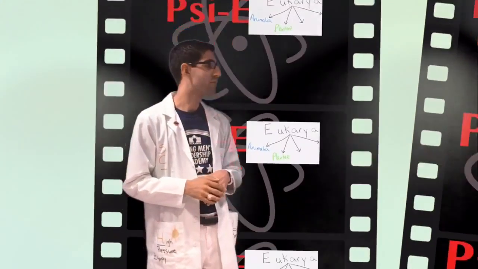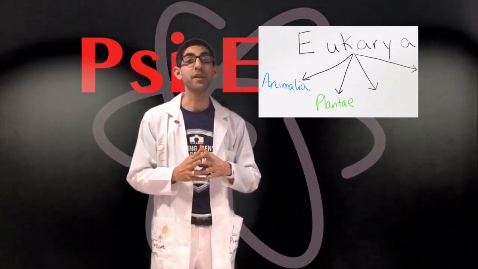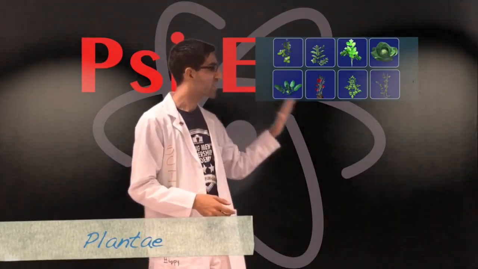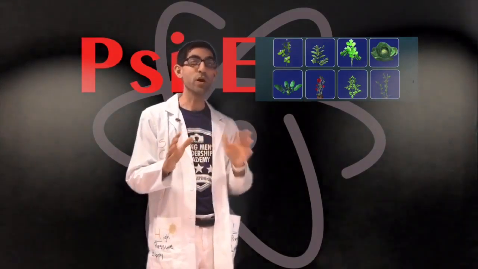The next kingdom, also found in the Eukarya domain, is the Plantae, or plant kingdom. Let's look at some examples of organisms in the plant kingdom. As you can see here, we have a variety of plants, and these are just a few of them. Now the special thing about the plant kingdom is that these are only autotrophic, meaning that they have to use the sun's energy to create their own energy through the process known as photosynthesis. So these are all autotrophic organisms.